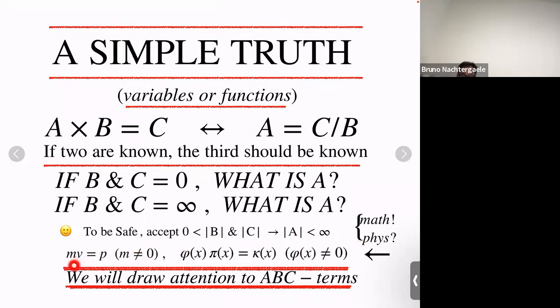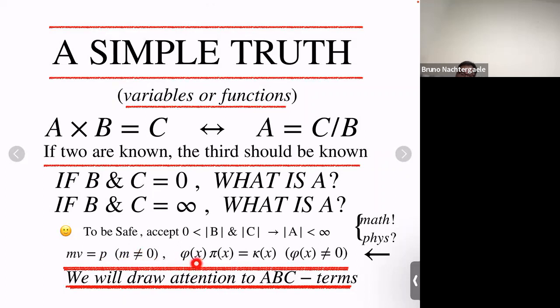Here is mv equals p, that's mass times velocity equals momentum. If the velocity is 0, then the momentum is certainly 0, and that's fair enough. But if m equals 0 and v equals infinity and p has to equal 0, that's not fair. So we're going to omit the point 0 of m.